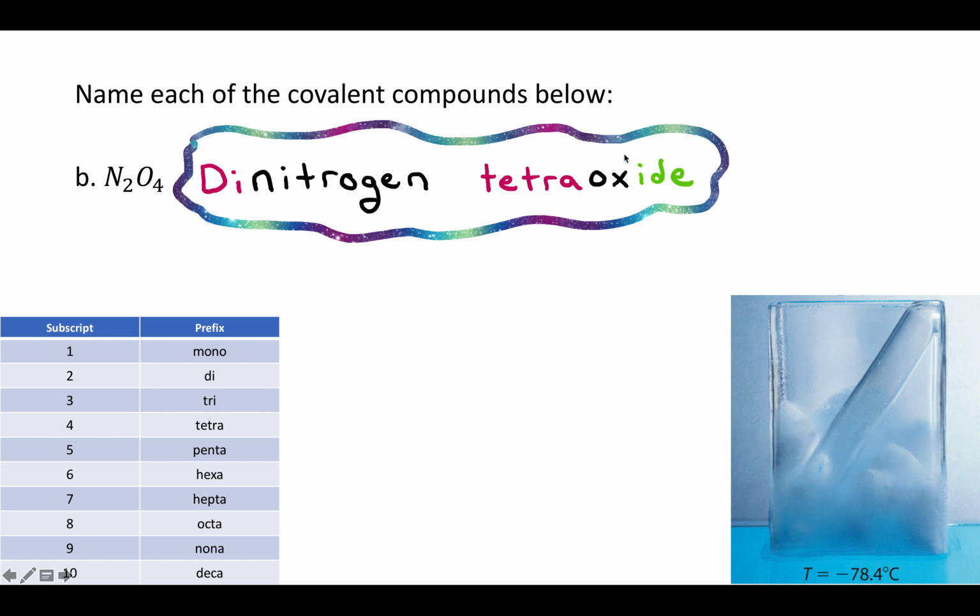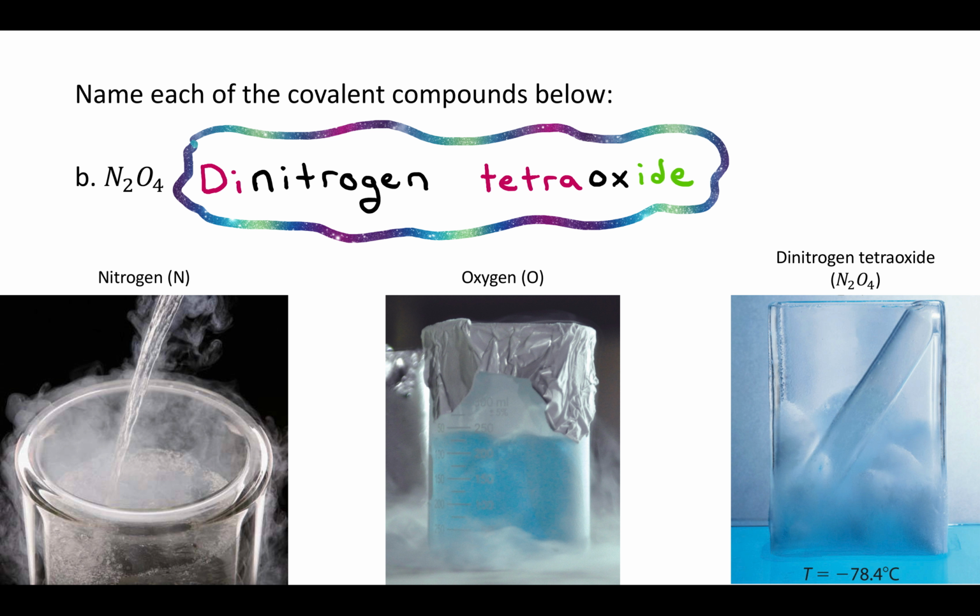Sometimes, to avoid the awkward two vowels coming right after each other, people will just eliminate this A. So it'd be dinitrogen tetroxide. But either way is technically correct. So if you take nitrogen and you mix it together with oxygen in just the right way, you'll get this clear gas, dinitrogen tetroxide.